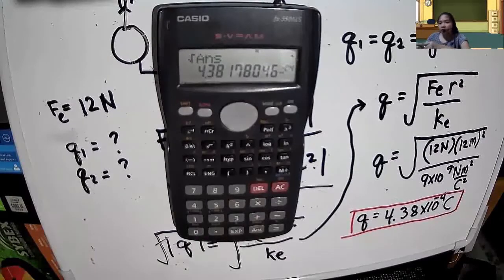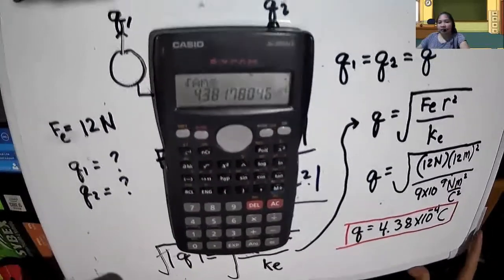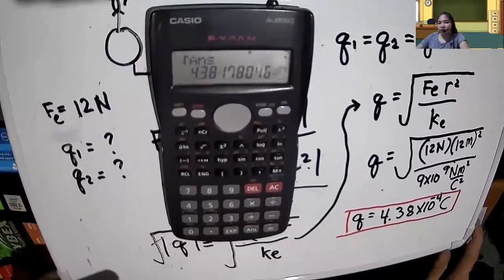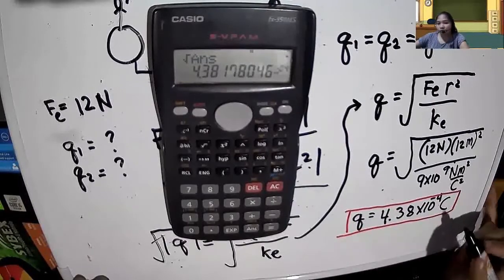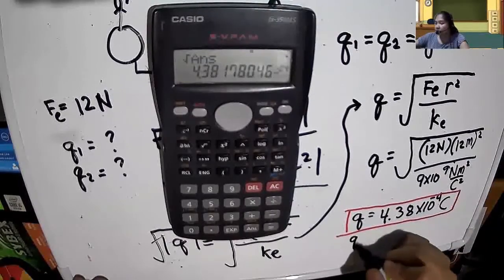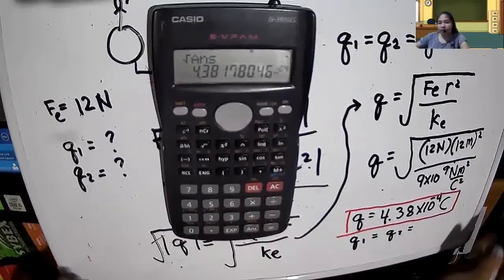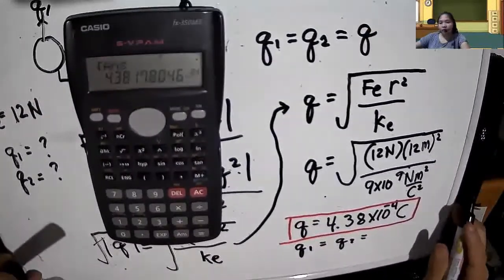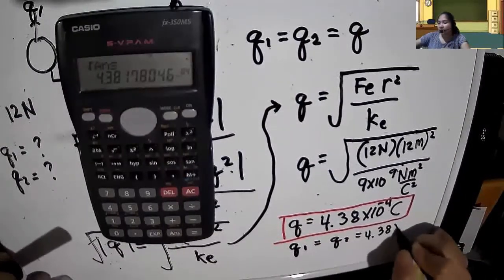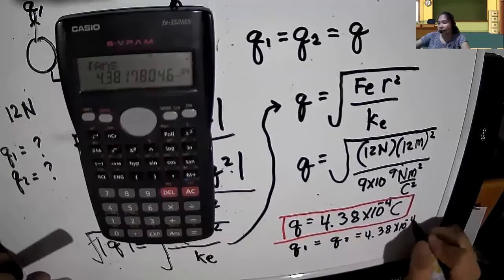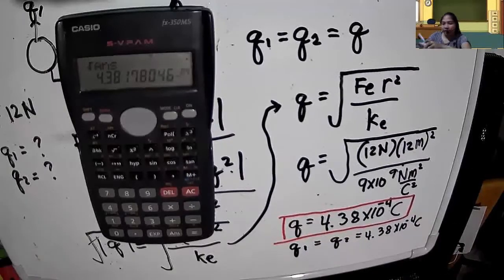Therefore, our Q1 should be the same. We should have the same answer for Q1 and Q2. So Q1 and Q2 are both equal to 4.38 times 10 to the power of negative 4 coulomb. So this should be our answer.